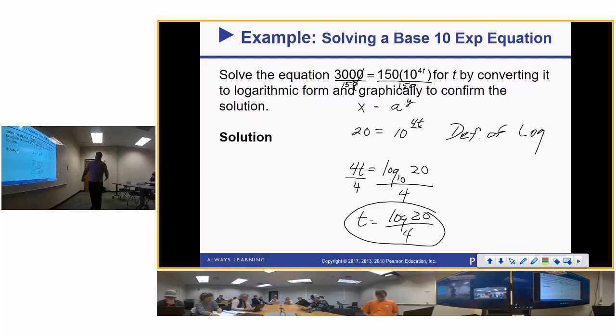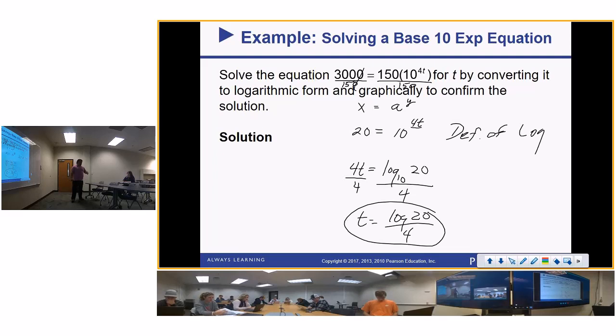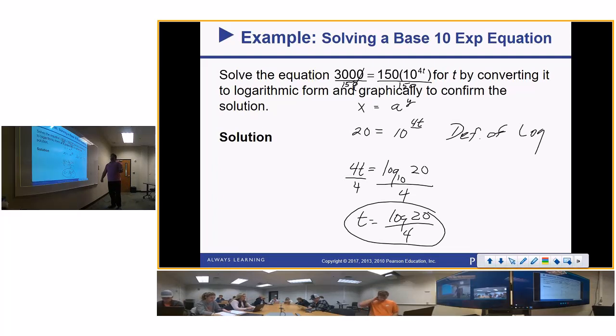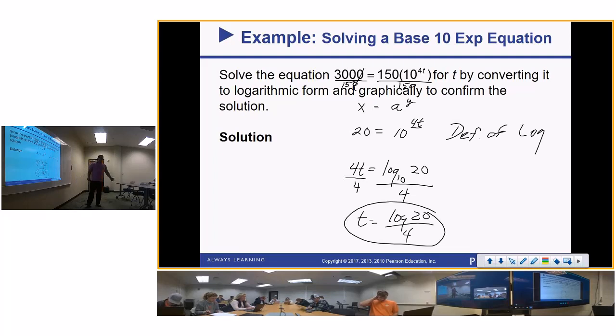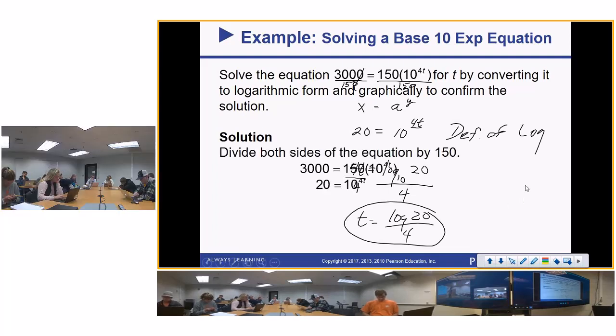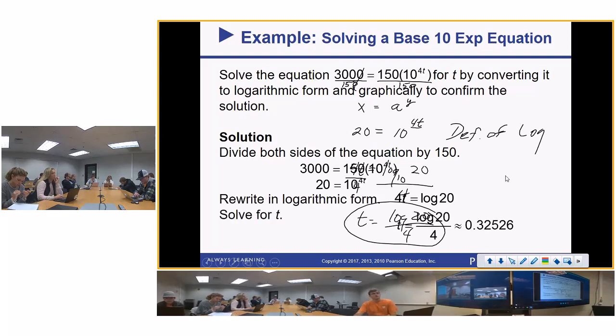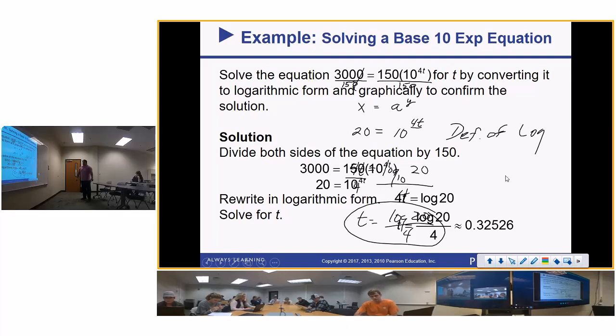Okay, now that is how you use the definition of a logarithm to solve an equation. Now, how do you know? Could you do taking the log of both sides? Yes, you could. But we're not ready for that yet because we haven't done that yet. So this one you might want to write down as an example of definition of a logarithm. There you go. Log of 20 over 4, 0.32526.